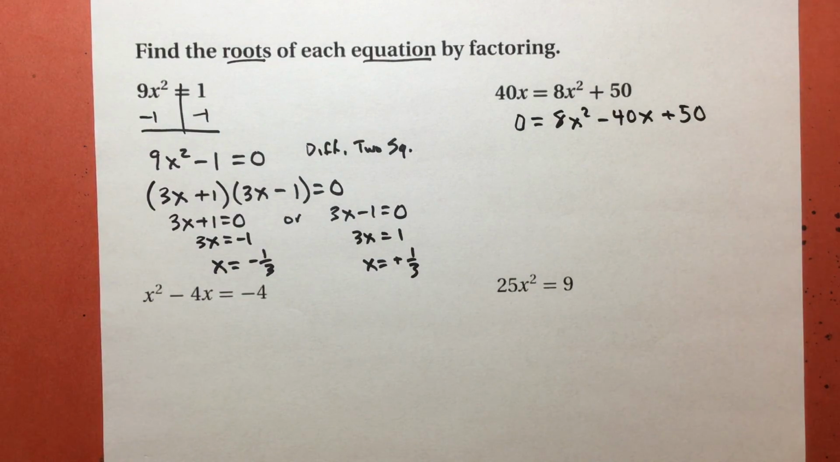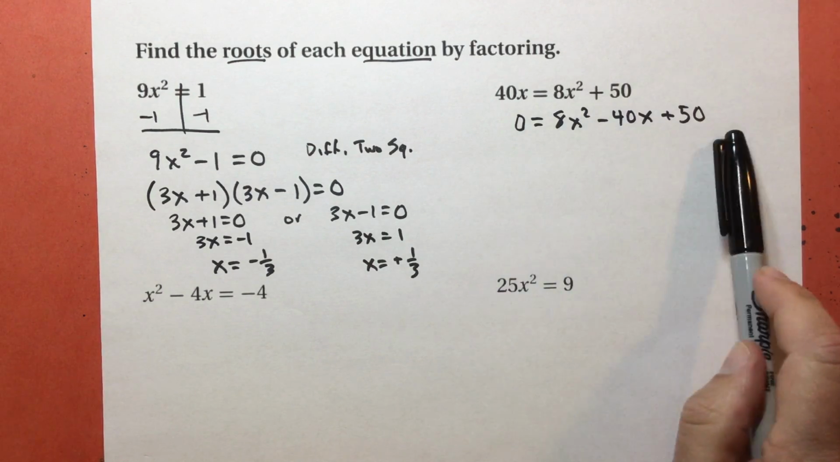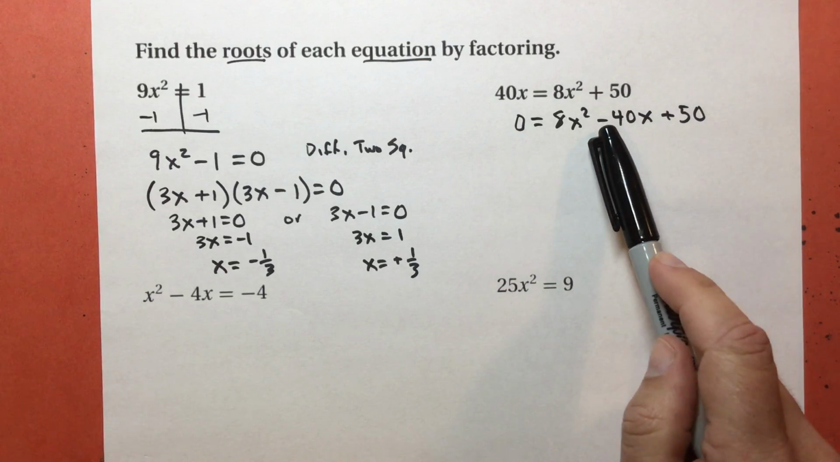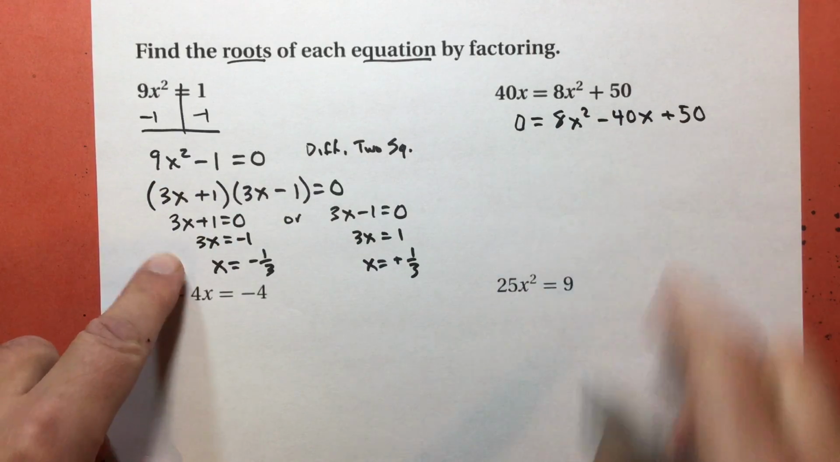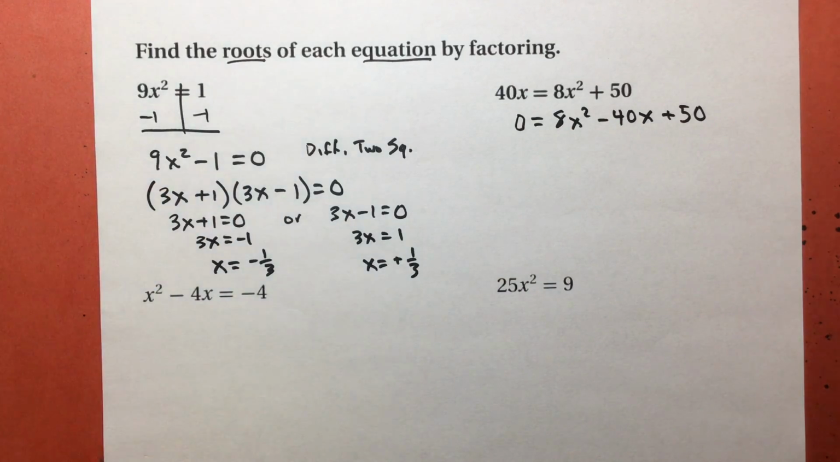All right, now I'm looking at this problem and I'm thinking, it's not the difference of two squares, because I don't have squares here at all. I have a subtraction, and the difference of two squares always has two terms. This one has 3. Maybe this is a perfect square, but I don't have perfect squares.